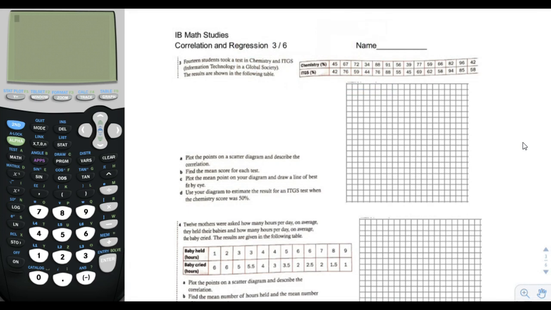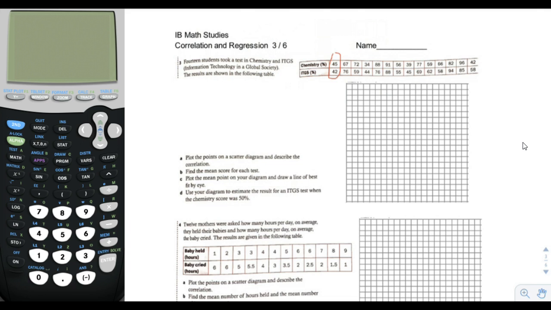14 students took IB exams in chemistry and ITGS, which is, I guess, some IB topic that we don't have. The results are shown in the following table, so there are percentages. For example, one of the pairs would be a 45 in chemistry and a 42 in ITGS. So we're going to show the relationship between, if you're good in chemistry, you're good in ITGS and vice versa.